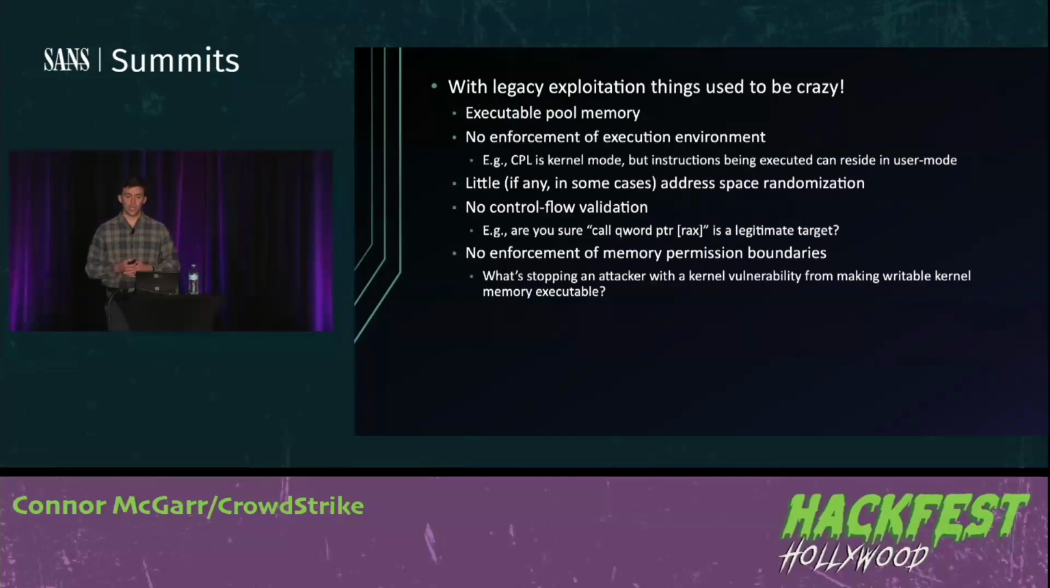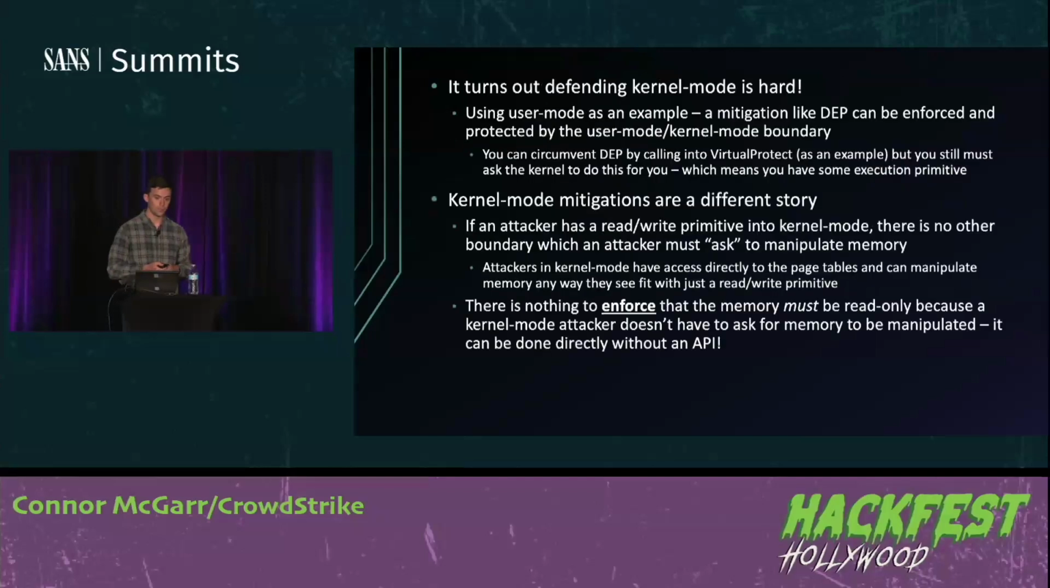And with legacy exploitation, things were just insane at the time, right? The entirety of the pool address space on Windows was executable. There's no real enforcement of execution environment at the time. There's little address space randomization, and in cases where there is, the entropy is not very great. There's no control flow validation, right? If we have a function call that we want to make, and that function call's address is computed at runtime, is there any guarantee that what we're calling into is a legitimate call target? And there's no enforcement of memory permission boundaries, right? What's stopping an attacker that has access to the kernel from just directly manipulating memory?